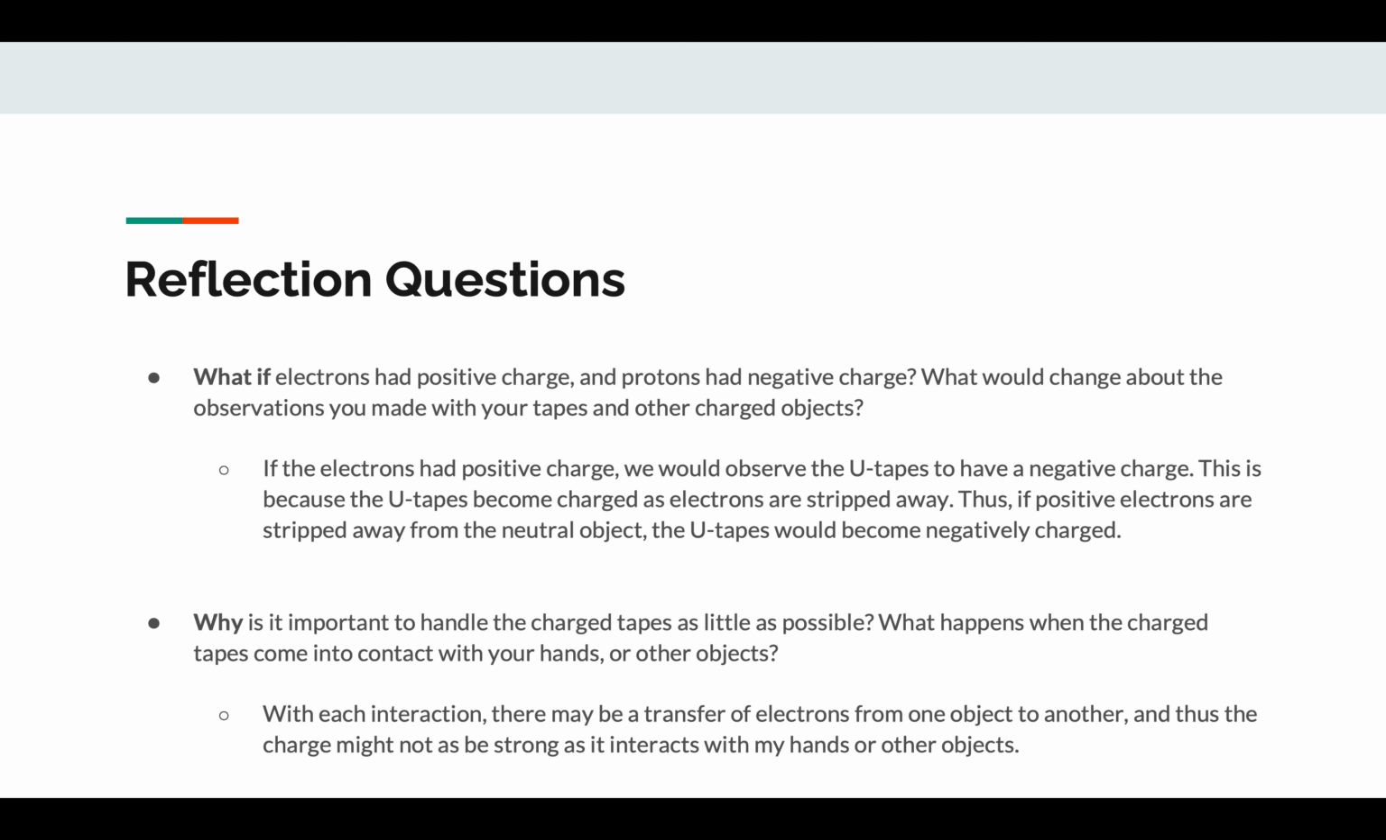And then why is it important to handle the charged tapes as little as possible? With each interaction, there's a transfer of electrons from one object to another, so the charge might not be as strong as we want it to be.